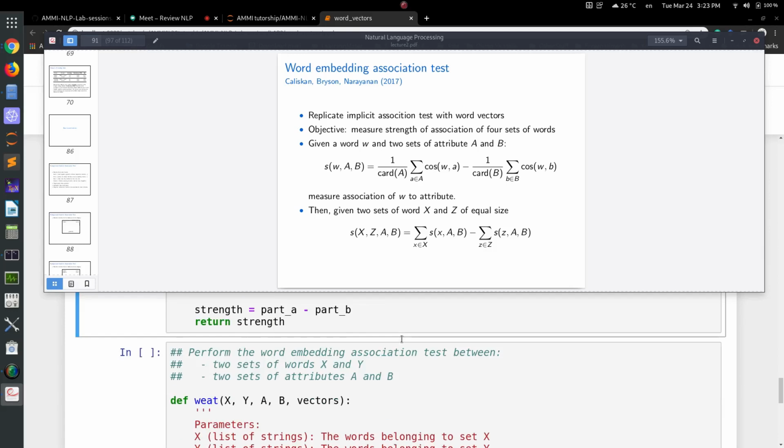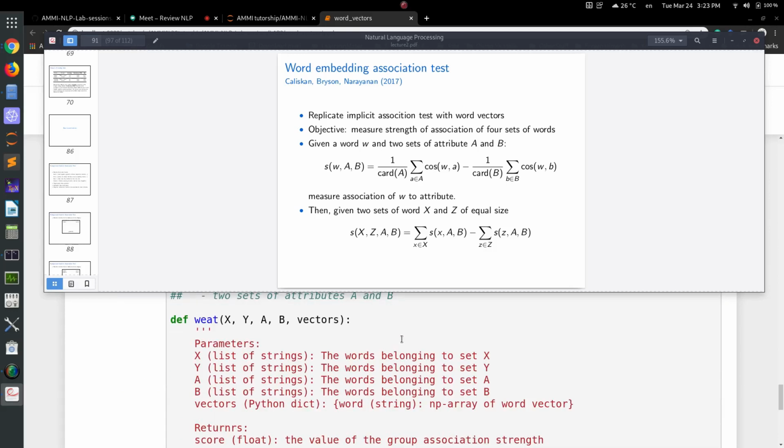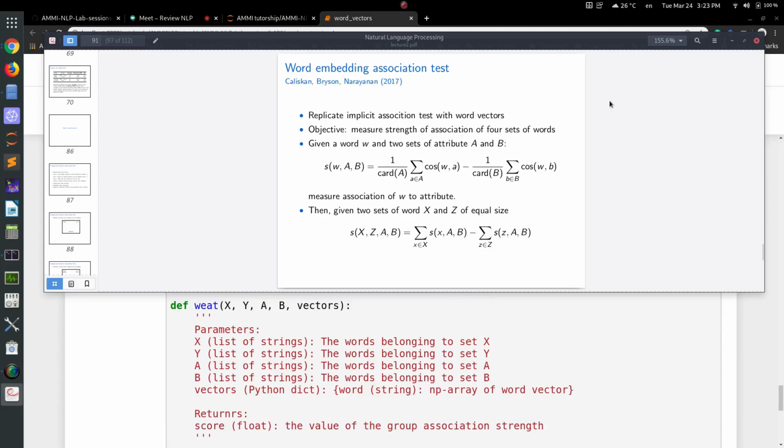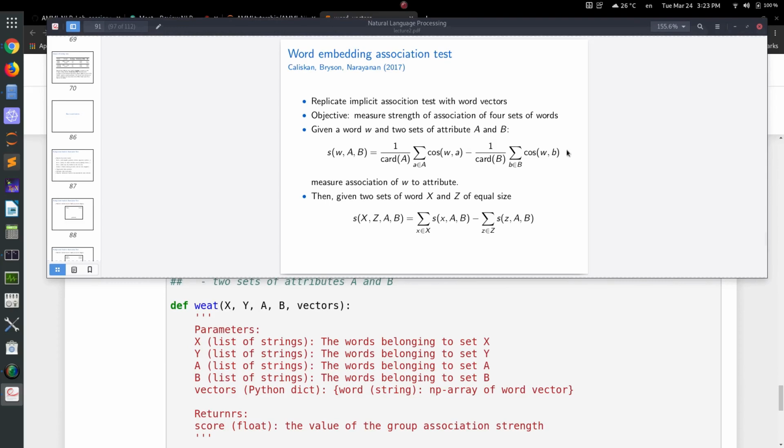Okay, now let's write the other function. So here what we're going to try to find is the association between two sets, or more clearly, we're going to see if there's a discrepancy between the two sets given some list of attributes.